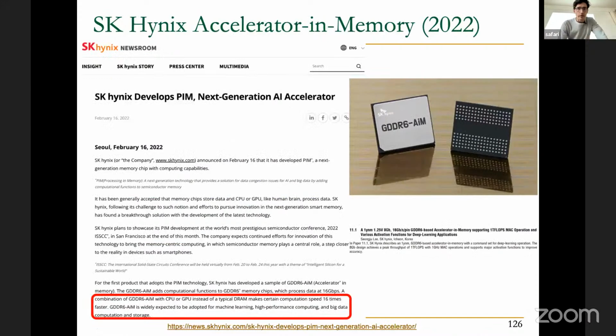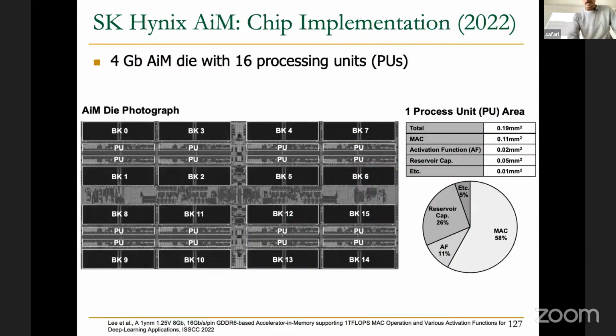And another, this one is more recent, presented exactly 1 year ago by SK Hynix, the accelerator in memory, or AIM, also basically targeted to machine learning, high performance computing, etc. And it resembles as well the design from HBM PIM, because as you see, processing units near the memory bank, in this case, is 1 processing unit per memory bank.